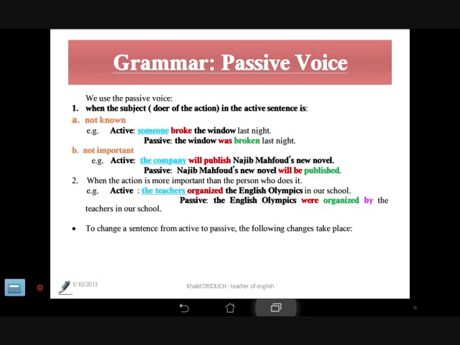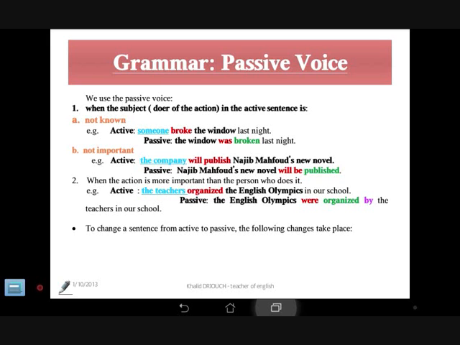Since the English Olympics is an event and it's in a school, we are so sure, or it's obvious, that there will be some teachers involved in it. So in this sentence, the organization of the English Olympics is an important event, much more important than who really organized it. So we changed the sentence to passive form and we get, the English Olympics were organized by the teachers in our school.